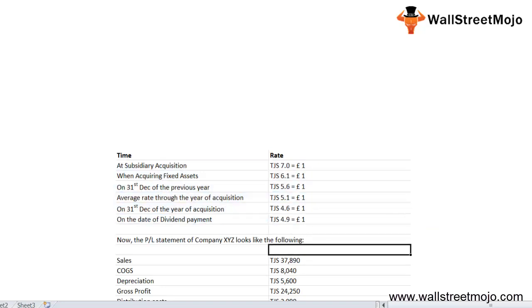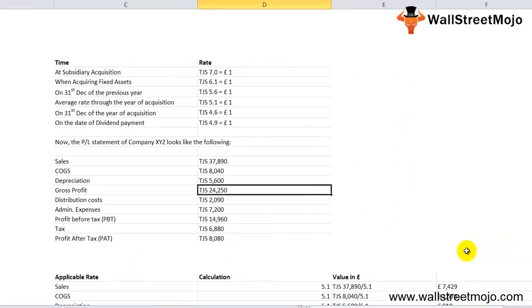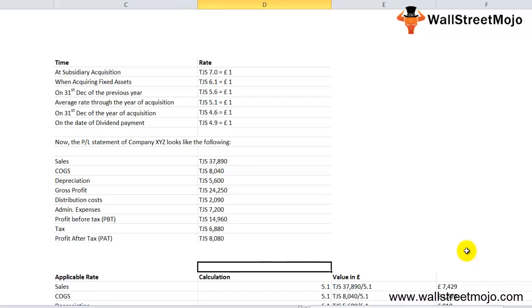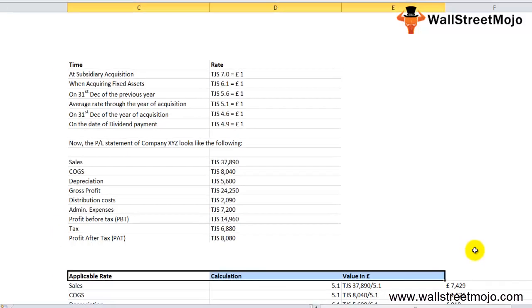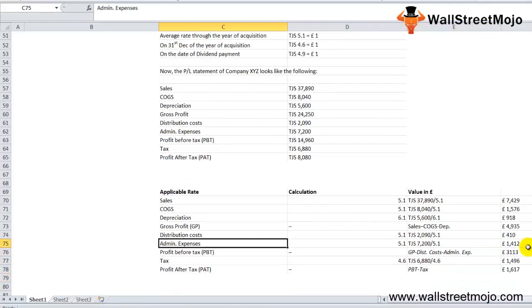Now, the P&L statement of the XYZ company looks something like this. It has sales, cost of goods sold, depreciation, which comes down to gross profit, then distribution cost, admin, and finally the PAT numbers. Now the following table will show which rate will apply to each of the above items as per the temporal method, and what will be the pound value of each of these items applying this rate.